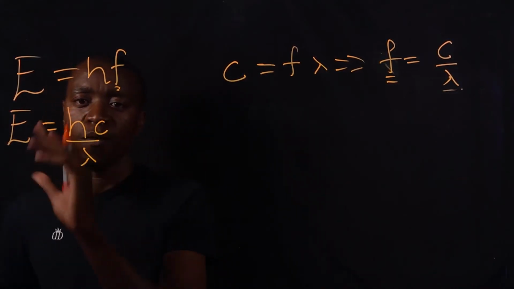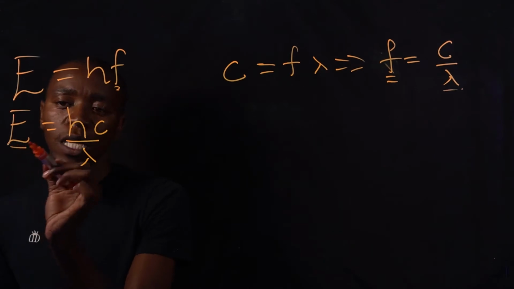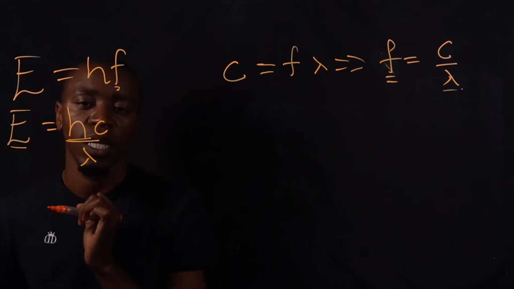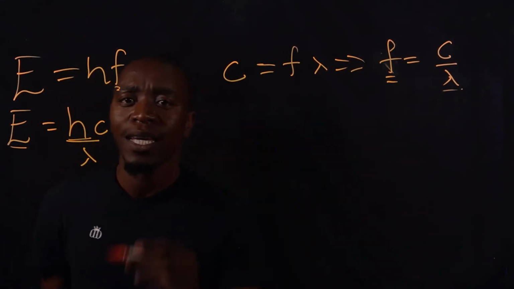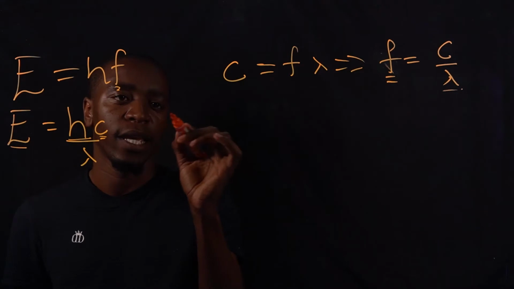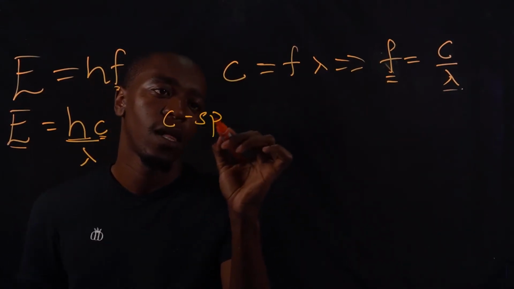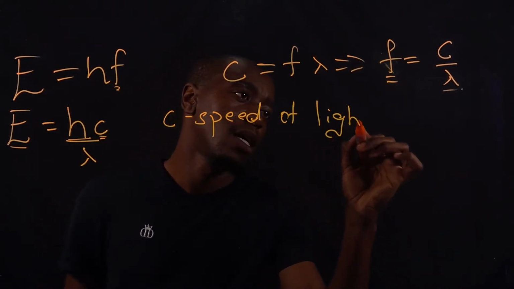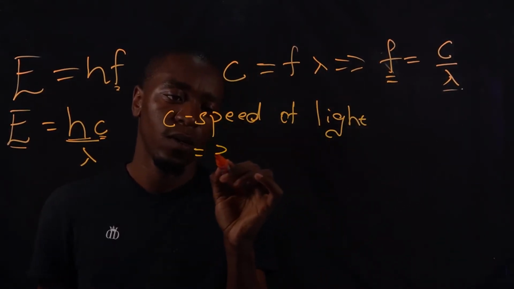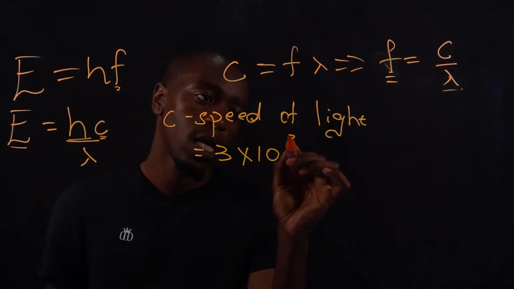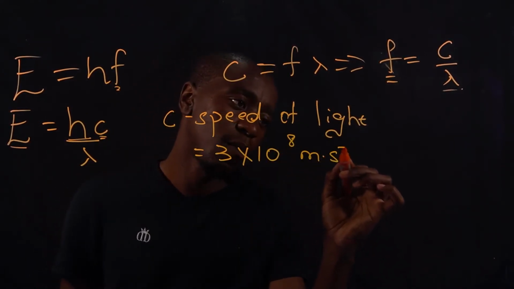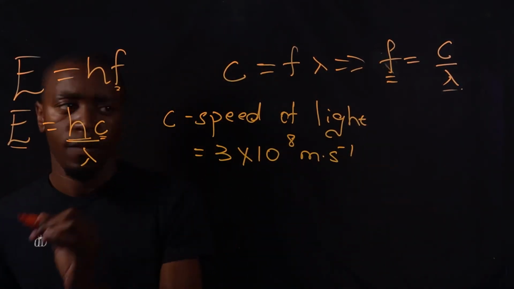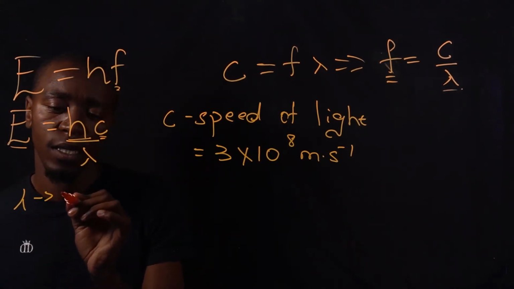So what do we have? E is the energy of a photon, measured in joules. Then h is Planck's constant that we find in the formula sheet. Then c is also a constant. Speed of light is also a constant. Speed of light is equal to 3 times 10 to the power 8 meters per second. Then lambda is wavelength.